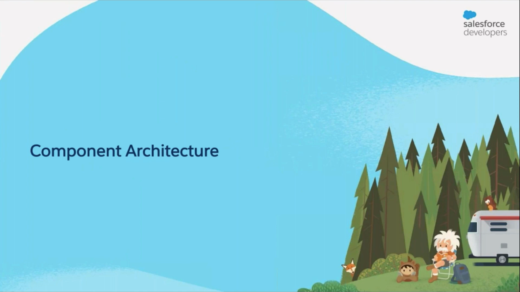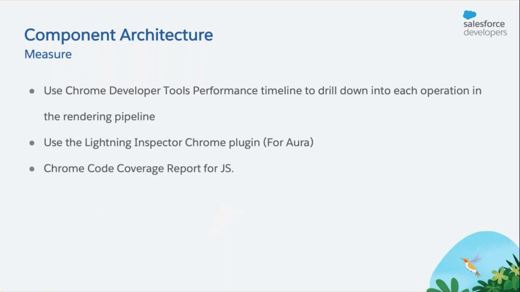Now, finally coming to the most interesting section, the component architecture. These are the individual custom components that you build. There are tools to measure the performance of these custom components. First and foremost, you have Chrome developer tools. Everyone uses it already. You press Control-Shift-I, come to the developer tools and work with it. The second one is the Lightning Inspector Chrome plugin. People who are developing on Aura, I think you are already using this, which shows you the entire timeline and the events that have been rendered.